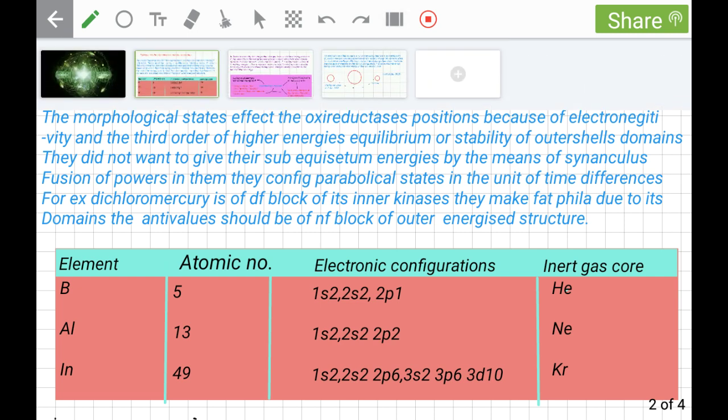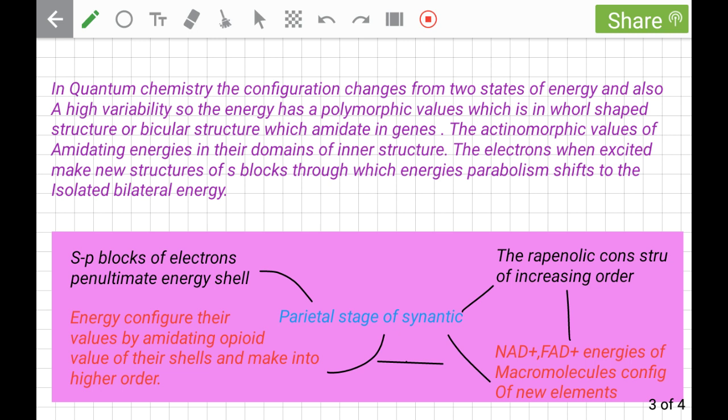So next we will move here the quantum chemistry. I have told about it. In quantum chemistry, the configuration changes from two states of energies and also high variability. So the energy has a polymorphic value, which is in world-shaped structure or bipolar structure, which emanate in genes. So in quantum chemistry, there are different morphology of energies. They change their values according to their group names. They change from first stage to the third state.